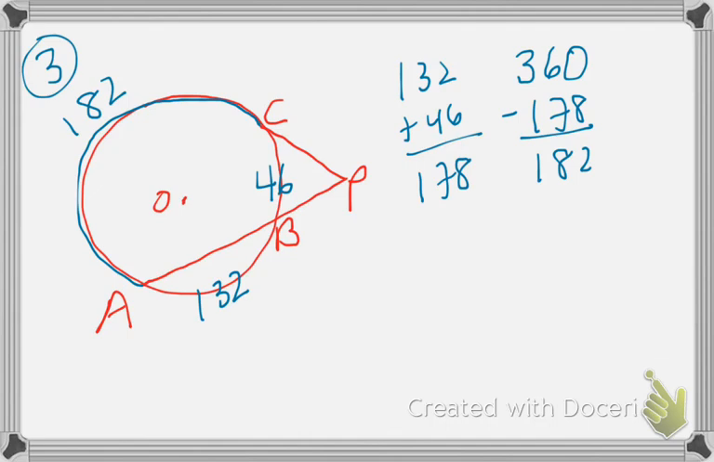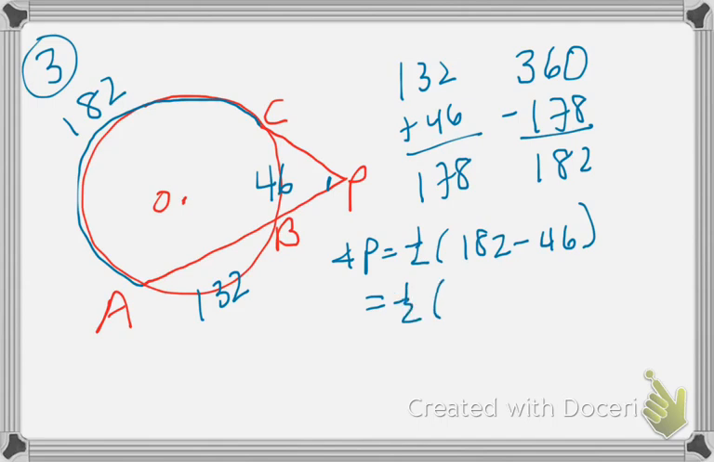We're supposed to be finding angle P, which is over here. So angle P equals 1/2 the big arc minus the small arc. So 182 minus 46 is 136, and half of 136 is 68.